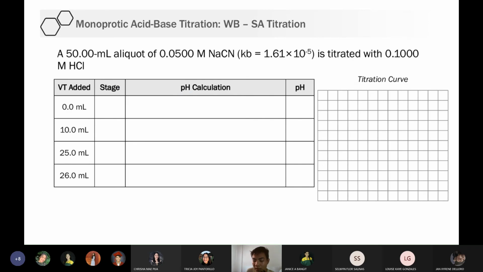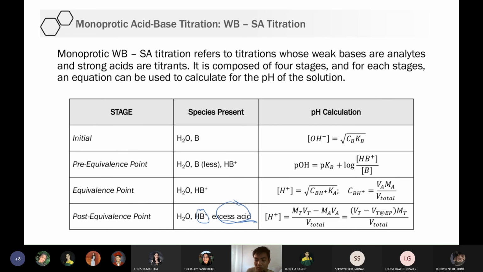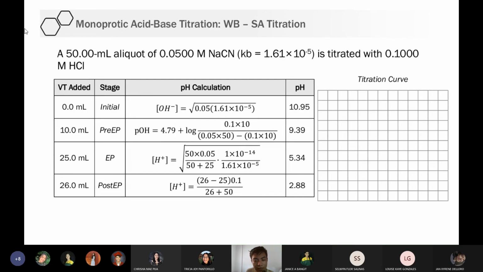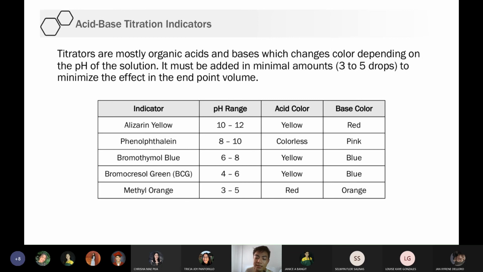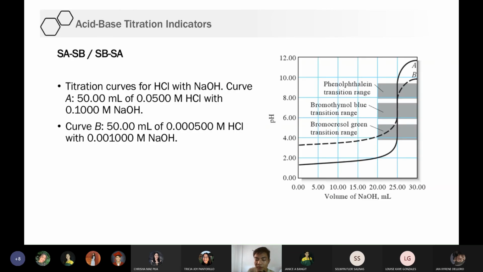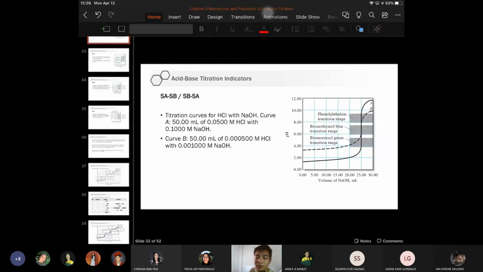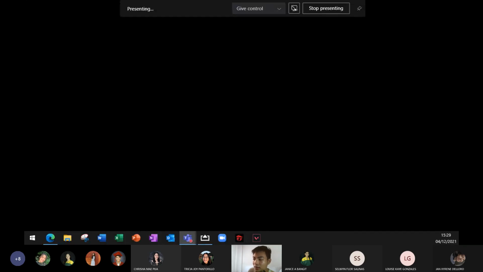Naglagay din ako dyan ng similar problem. You can try to apply these equations, and then may corresponding answer na doon. Di-discuss ko pa to next meeting naman. Okay, pero on a faster pace na. Then sasagutan natin to next meeting. Although pwede nyo na rin to sagutan in advance, ha? Kasi you have 1 hour pa naman. And then acid-base titration indicators, ito yung mga colors. So, saka na yan. Okay, so basta yun lang yung gusto ko muna ibigay sa inyong assignment.